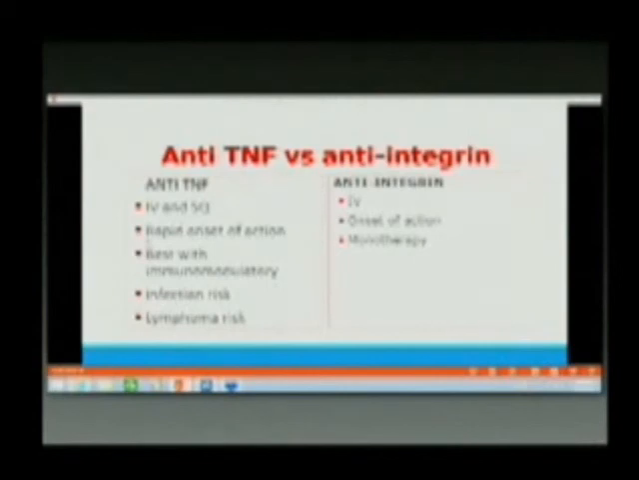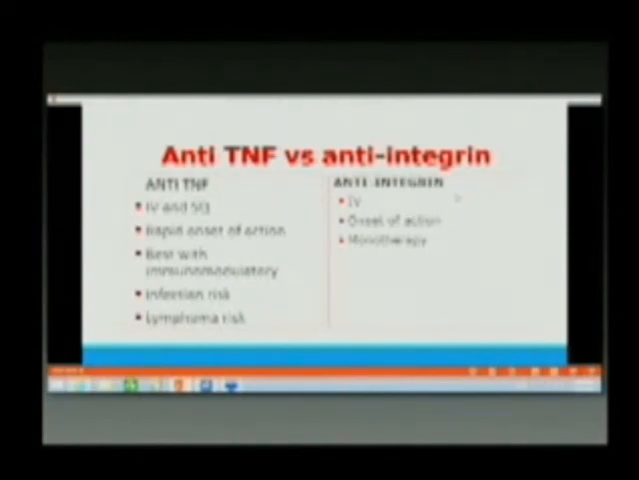Anti-TNF, especially your infliximab, has a rapid onset of action. You have studies, of course, where immunomodulator therapy can be combined with your anti-TNF. You have your SONIC trials and your SUCCESS trials. The thing, though, that you have to remember with your anti-TNF is there is a risk of infection, and, of course, the risk of lymphoma is there.